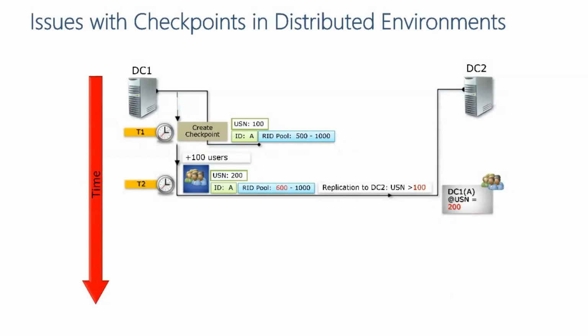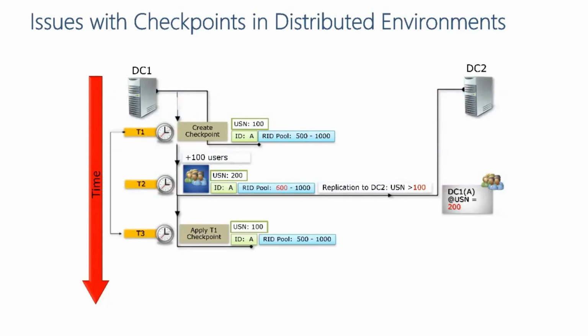Okay, so replication happens. This 100 users is replicated, and now right before it had 100, now it has 200 altogether. So far so good? Yeah. Then we apply a checkpoint. So we go back to a checkpoint. You see this RID pool? It's gone back to 500 to 1,000 again. It's almost like that first 100 is not being used.